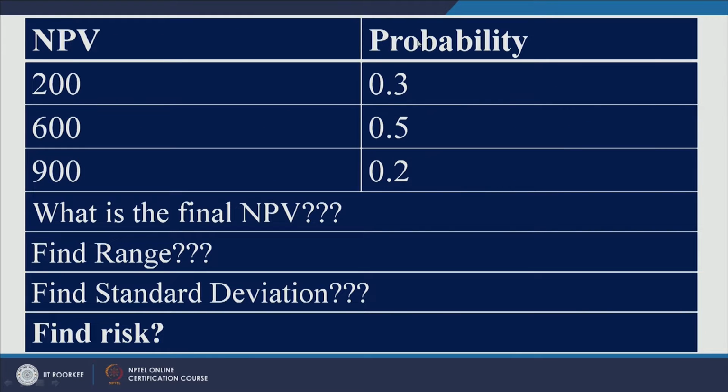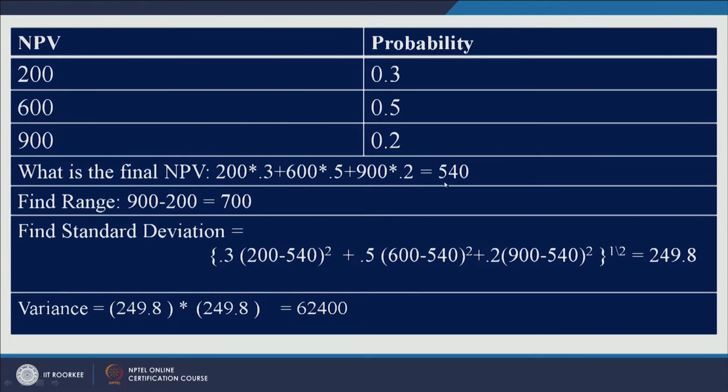So, this was our question and we found our final NPV was NPV multiplied by probability, plus this into this, plus this into this. So, that was the final NPV, right, and the range was also calculated. I will show you those values. NPV was 540, so this was our final NPV. Range was 700. As I said, range is the difference between maximum and minimum NPV. Standard deviation also we calculated, it was 249.8, and variance is just the square of standard deviation, right.